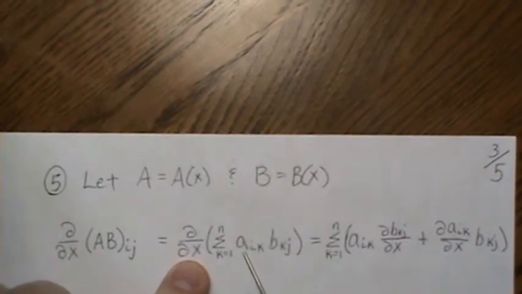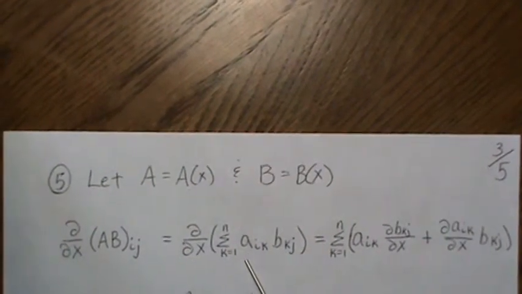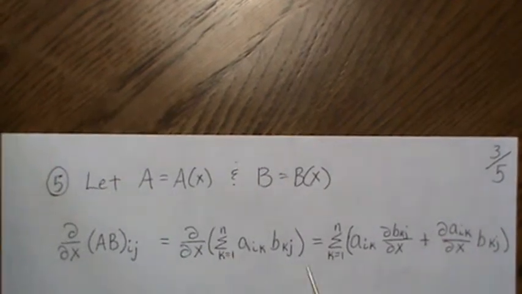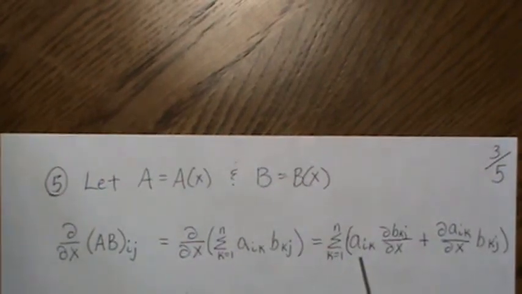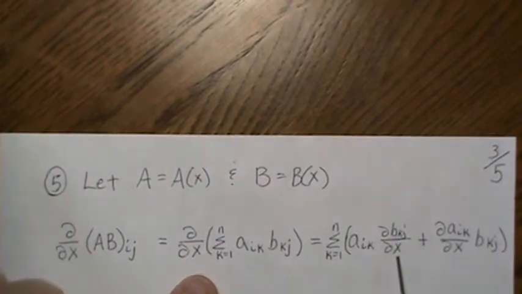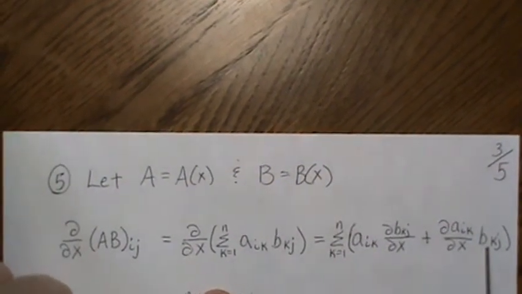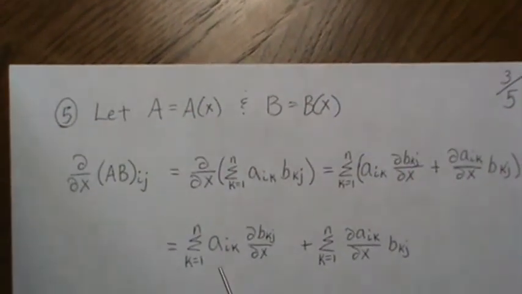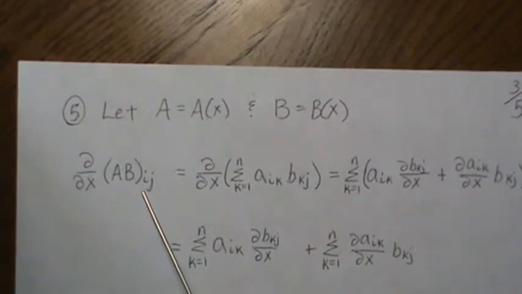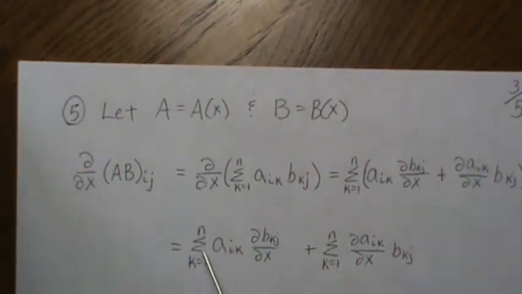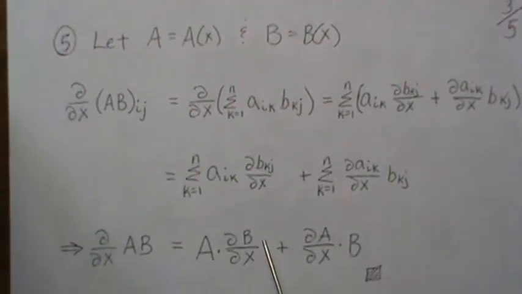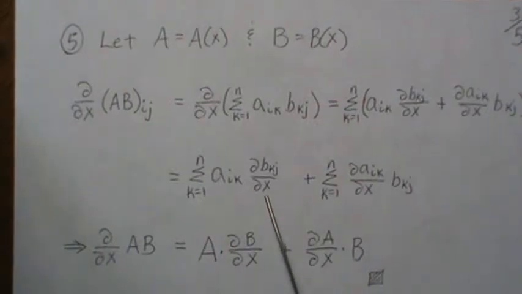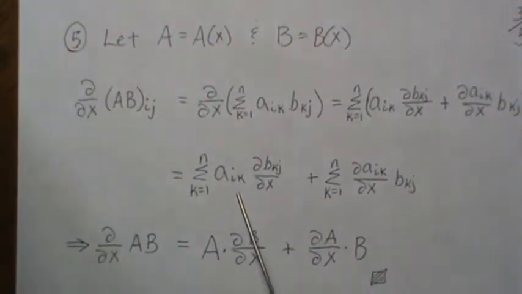Now here, since they're both functions of X, and they're numbers, we have to use the product rule. So the partial goes through this sum, and then we get this. The sum stays the same, and then you get aik times the partial of bkj with respect to X, plus the partial of aik times bkj. Since it's a sum of a sum, you can break it up into two pieces and get this. But remember, this is the ijth element of this matrix. Well, this is representative of matrix A times the matrix partial of B with respect to X. So this ends up being a matrix.